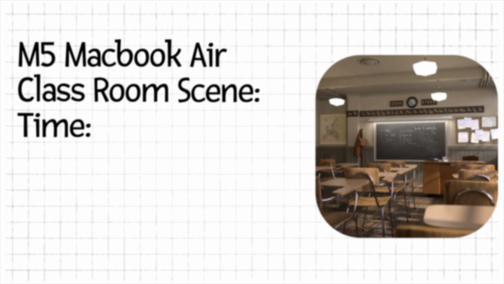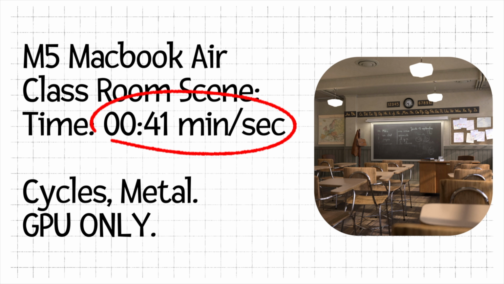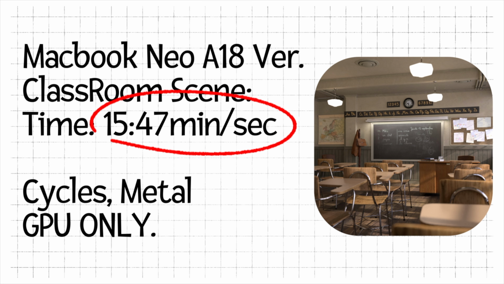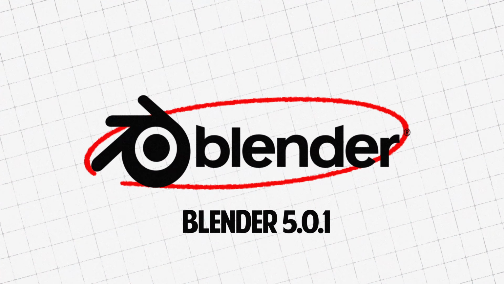The M5 MacBook Air with the classroom scene took 41 seconds to render, and that was through Cycles using the GPU only. While the MacBook Neo, for the same classroom scene, took 15 minutes and 47 seconds to render using Cycles and the GPU only. And by the way, both tests were done on Blender version 5.1 in case you were wondering.